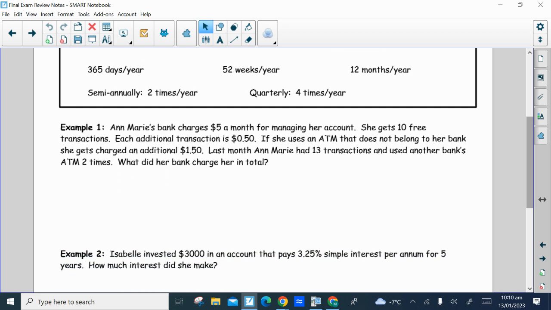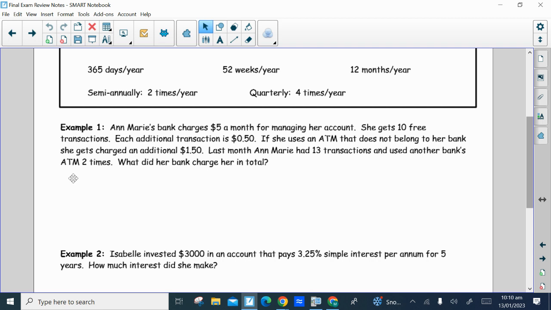Looking at example 1, Anne Marie's bank charges $5 a month for managing her account. She gets 10 free transactions. Each additional transaction is 50 cents. If she uses an ATM that does not belong to her bank, she gets charged an additional $1.50. Last month, she had 13 transactions and used another bank's ATM twice. What was her bank charge in total?